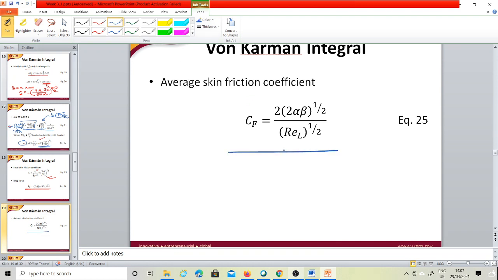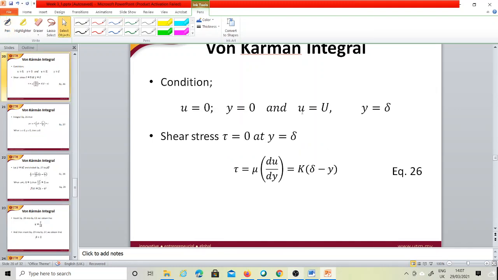The same as before, where we had the skin friction, we have the average skin friction using the Blasius formula or Blasius solution. In this case we have the von Karman integral form. Now you see that in each case we have alpha and beta, so you have to simplify it, okay. So how to simplify it? You need to get the value.